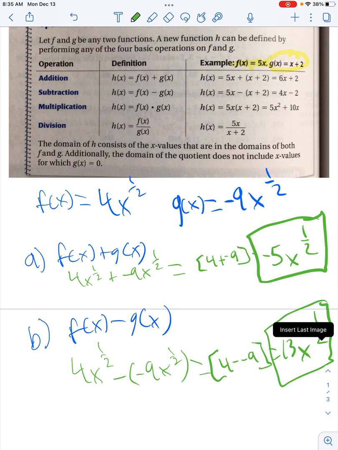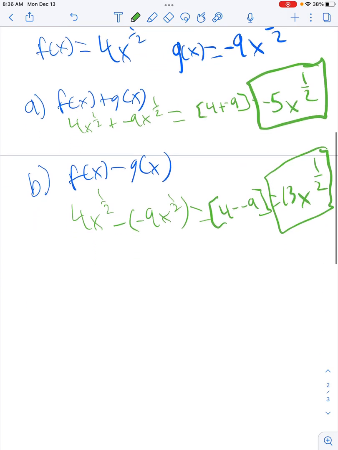And then we also want to maybe talk about the domains of these two. They are all non-negative real numbers. Because again, we don't really have to worry about it as much when we're adding or subtracting. When we do multiplying and dividing, so let's do a separate example here.